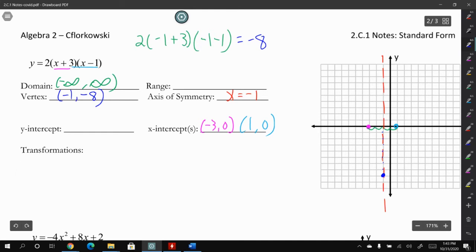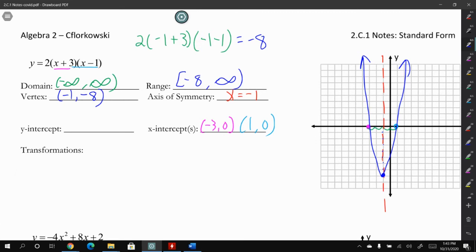Okay. And then we can draw our parabola. Oh, that helps us with the range now. Our range, our smallest y value is here at -8, comma, infinity.